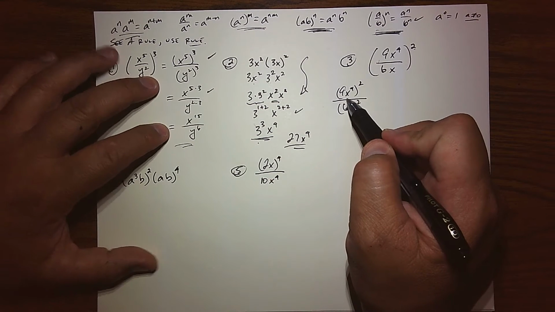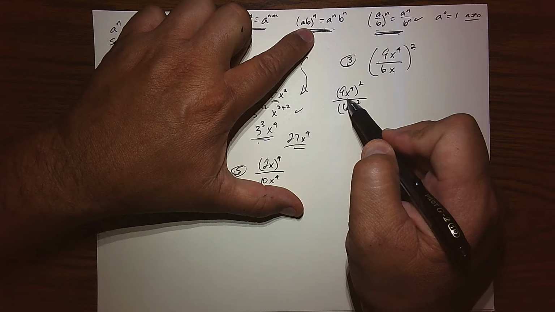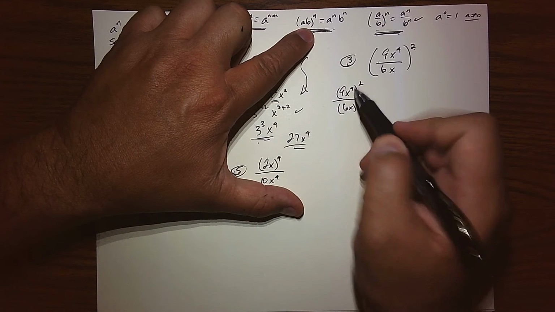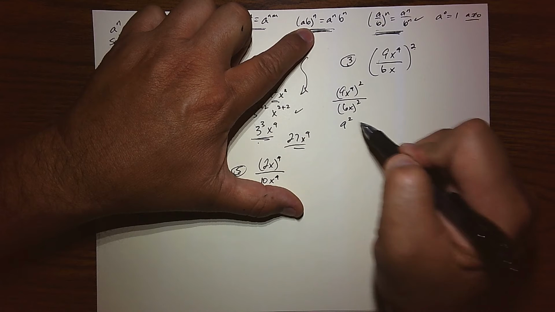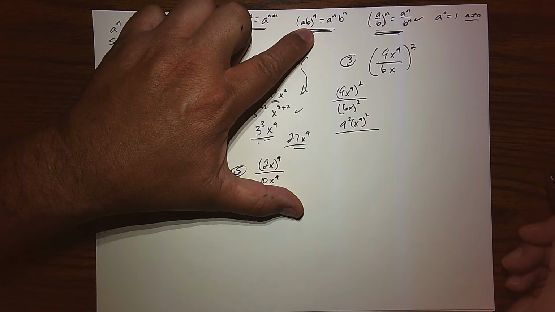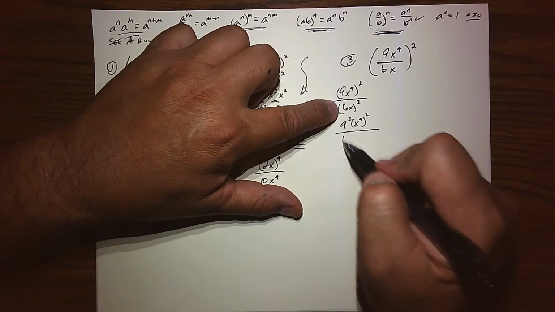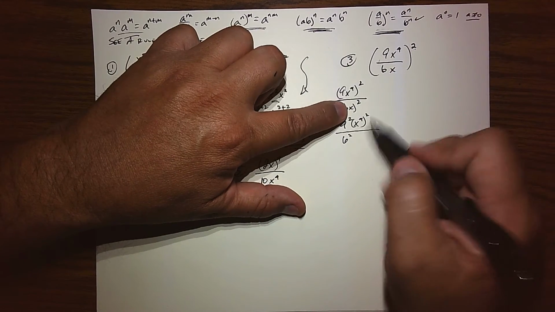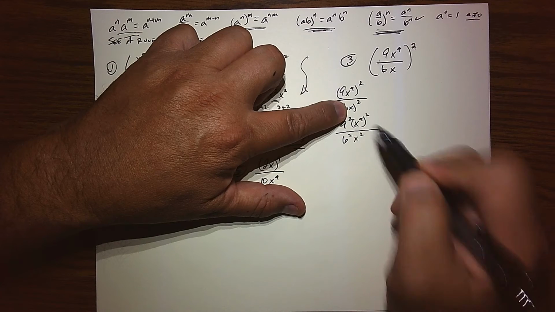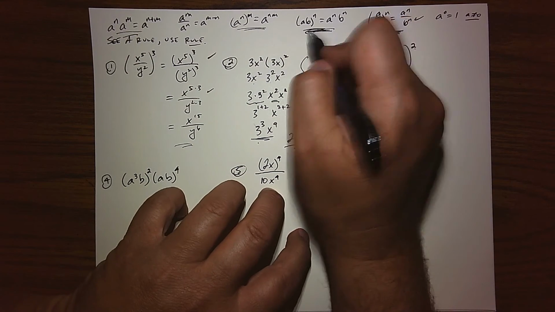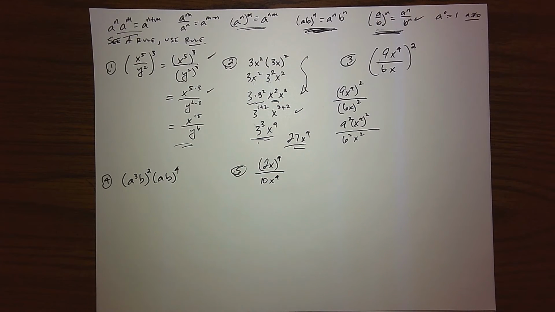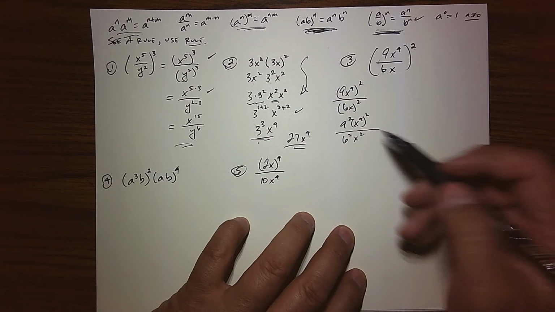Now what I see is an opportunity to use the power of a product. Here's a product and it's being squared. So the 9 is being hit by that power, and x to the 4th is being hit by that power. Down in the denominator, the 6 is being hit by that power, and the x is being hit by that power. So I just used my power of a product rule in the numerator and denominator. And now we can just start cleaning things up.